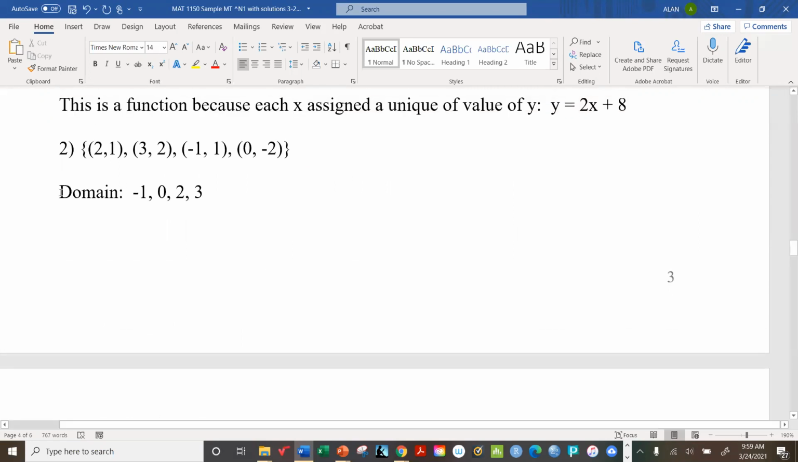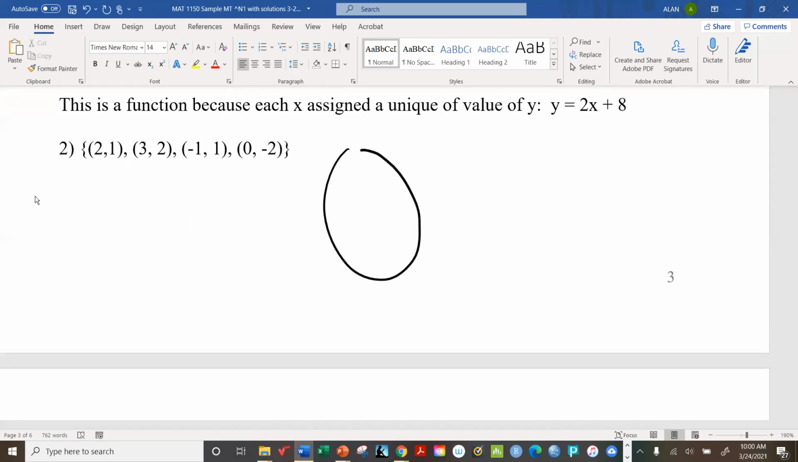In fact, you know what, it might even be easier to do it this way. Why don't we draw a picture like we did in the slides, just to see what it looks like. Here's x, the domain. Here's y, the range. So we have, let's try to put these in order. How about that? -1, 0, 2 and 3.